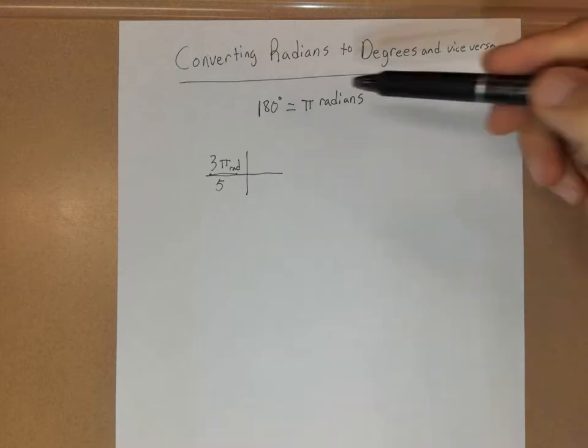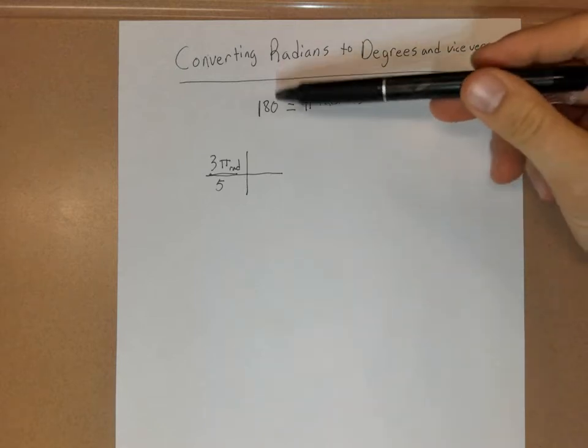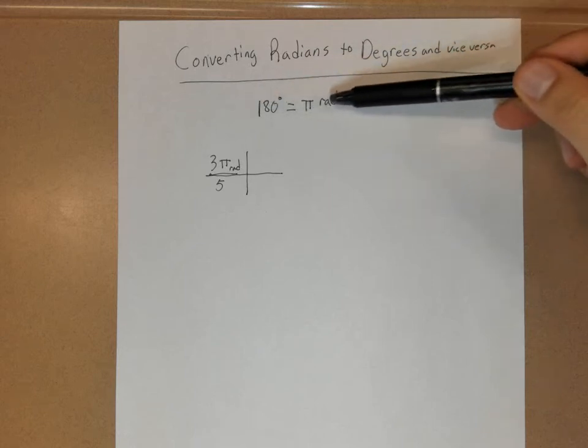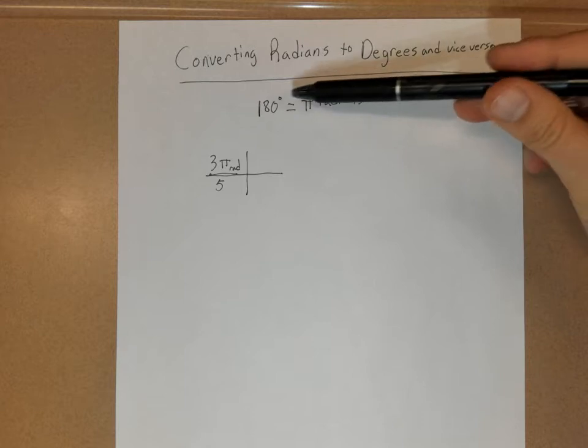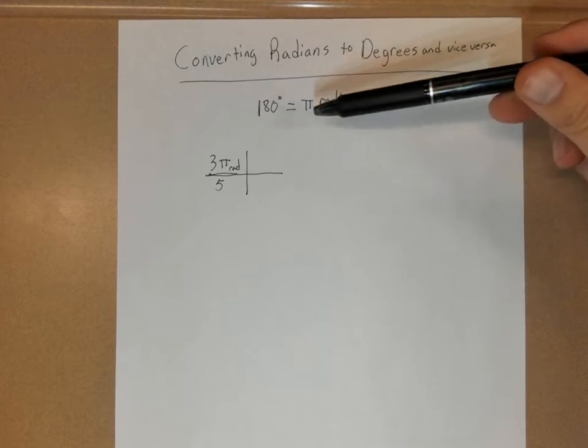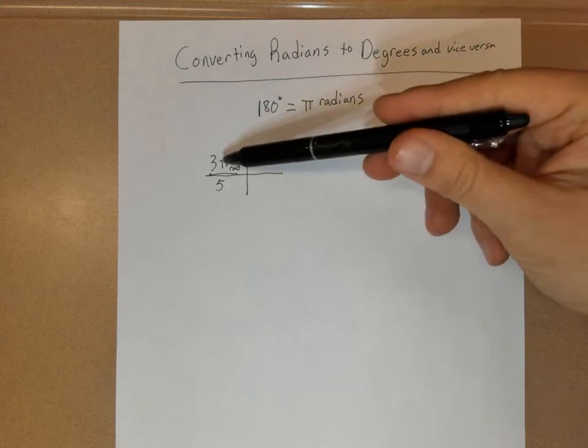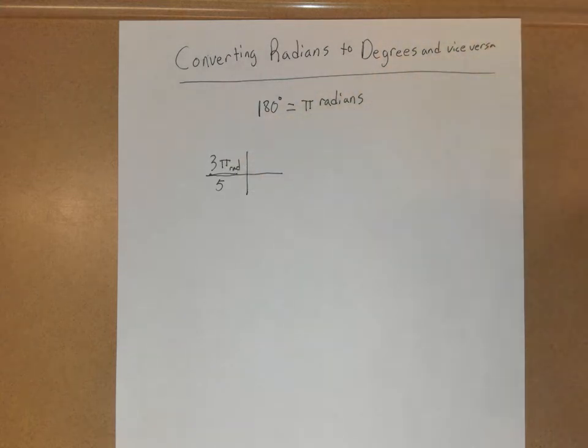So what I have up at the top here is the equivalence. I know that 180 degrees is equal to pi radians. If you want a video on why that is, let me know, and I'd be happy to help you out with that. Otherwise, the first thing I'm going to do is take 3 pi over 5 radians and convert that into degrees.